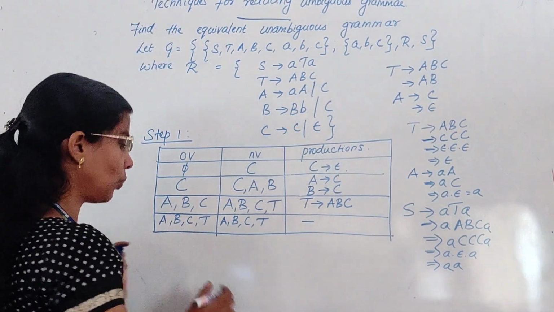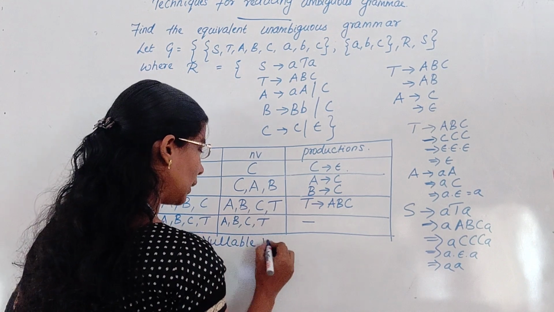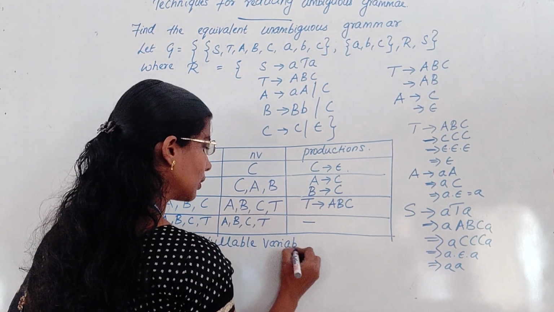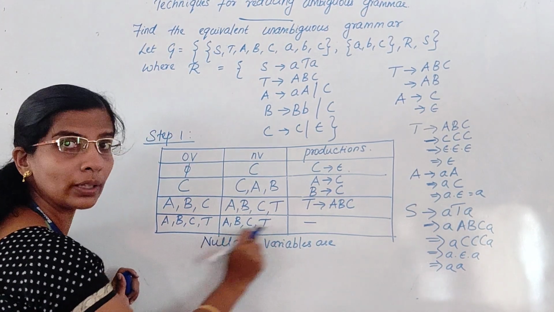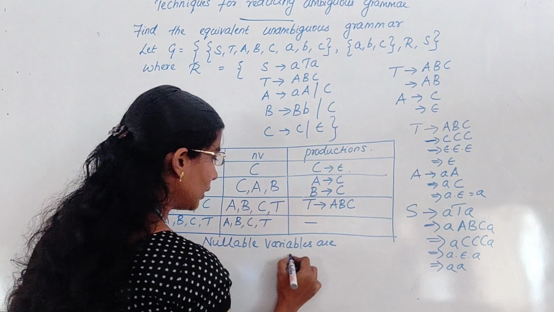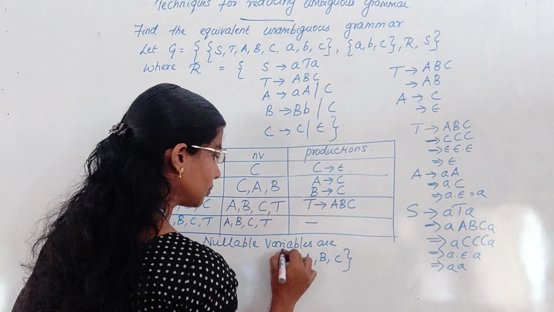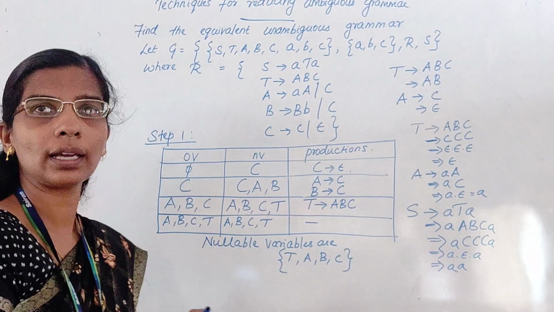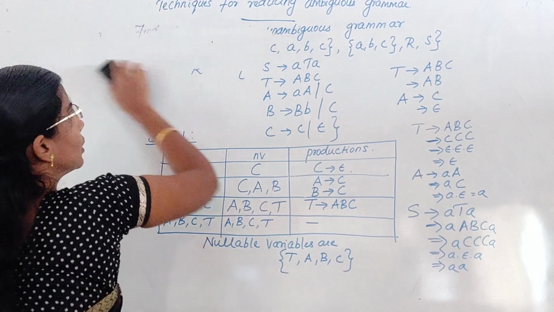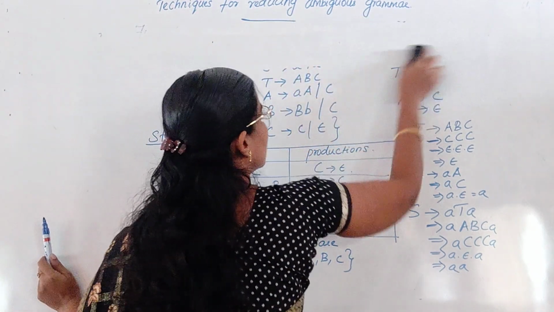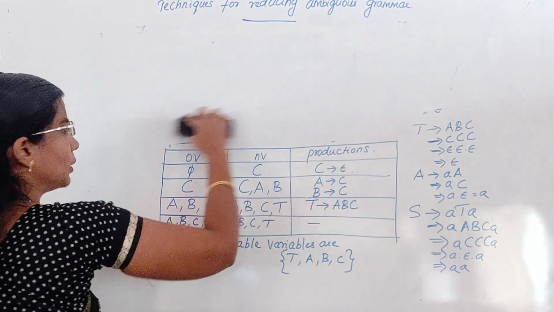So step 1 is over. From this, the nullable variables, what are the nullable variables? All the variables in my new variable. It is T, A, B and C. Right, next I have to do my step 2. I'll rub this and I'll do my step 2.